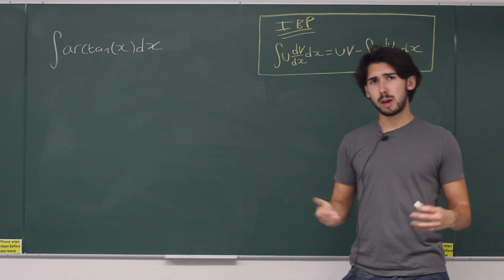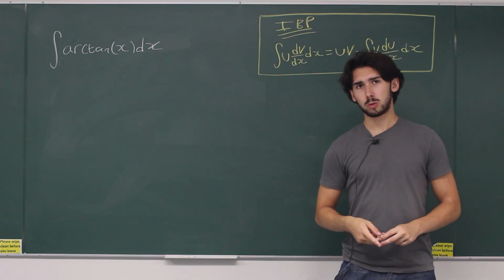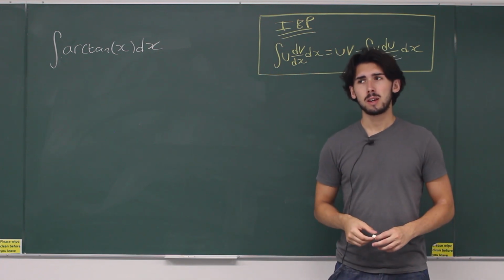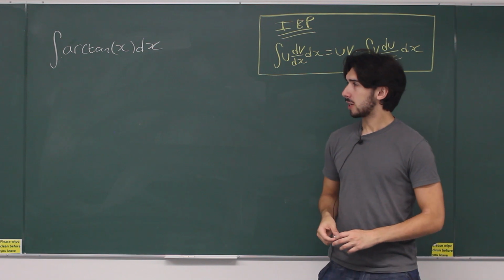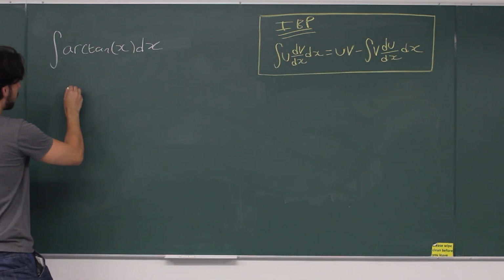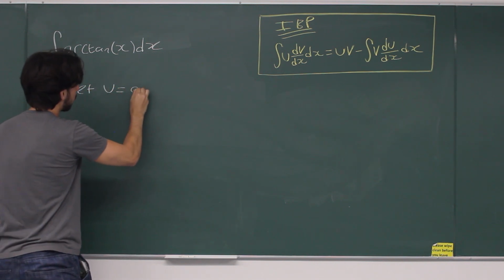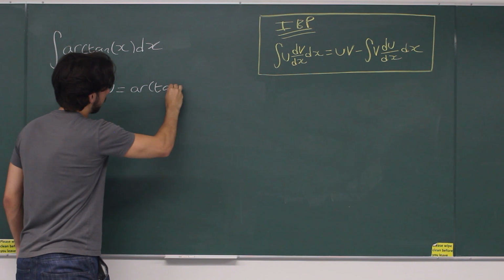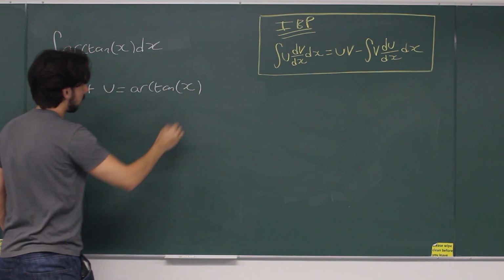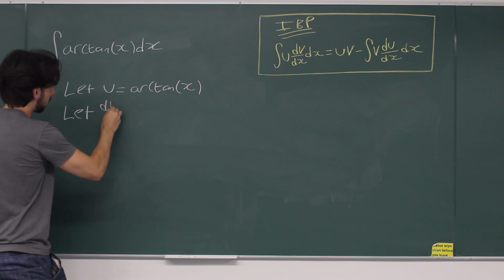If you're thinking that, then go and check out my previous video integrating the natural log of x, because we're going to do something pretty similar. So we're going to use the same strategy, and we are going to let u equal the function, which is just arctan x. Now you might say, what should we let dv dx be then? Because there's nothing else there.